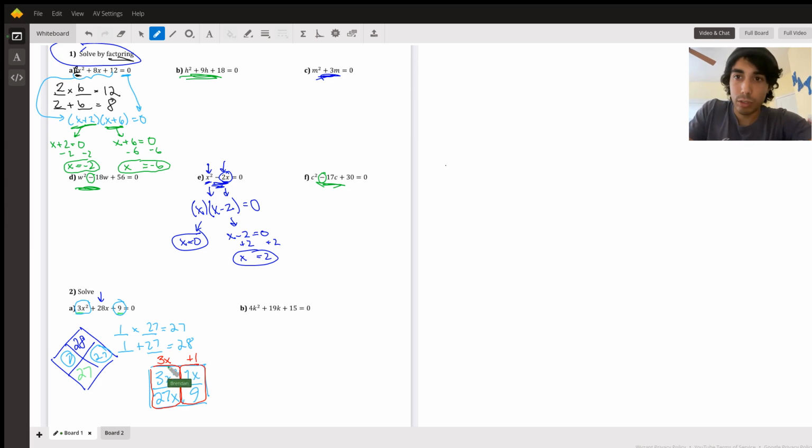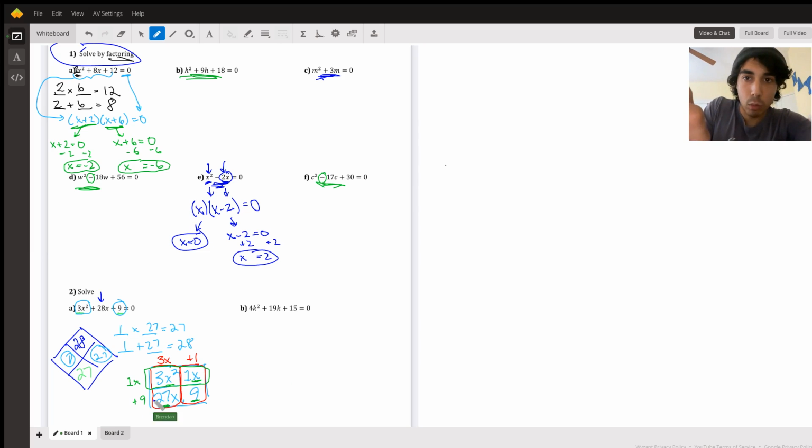And then we'll look at our rows. So top row, between 1 and 3, again, that's just a 1. But I can take out an x because both of these do have an x. And then down below, we're looking at a 27 and a 9. The largest number that goes into 9 and 27 is going to be a 9. All right, so those are our factors, 3x plus 1 and x plus 9.